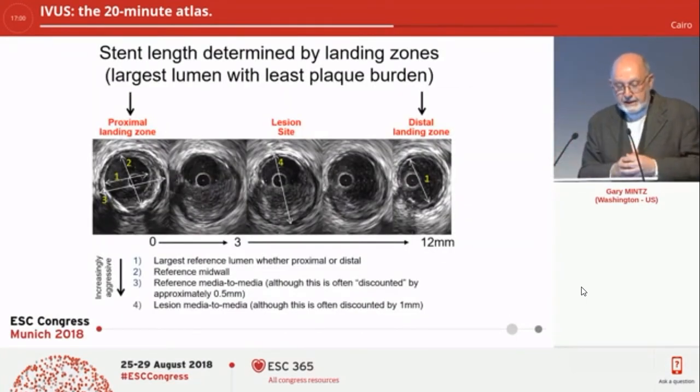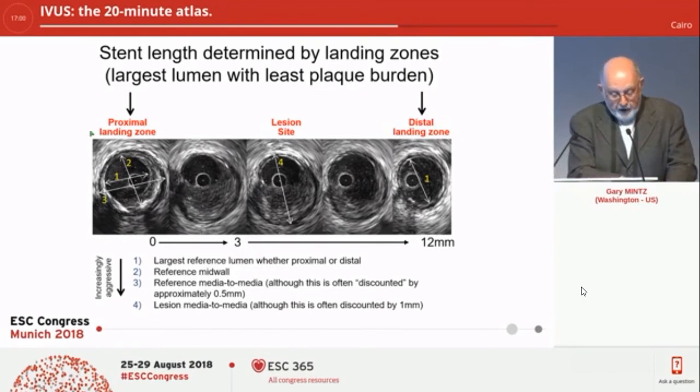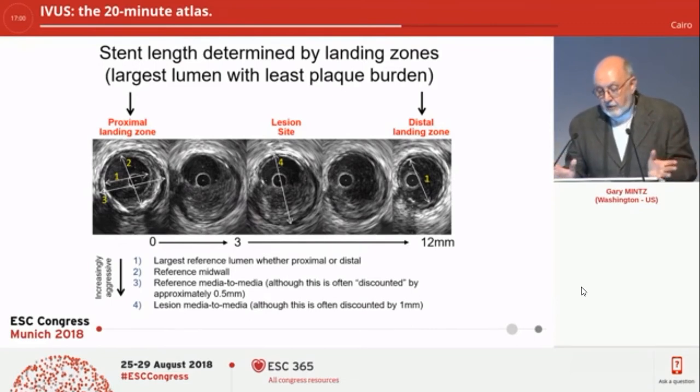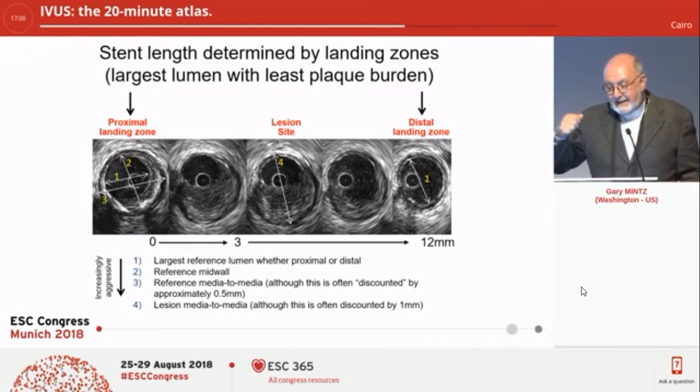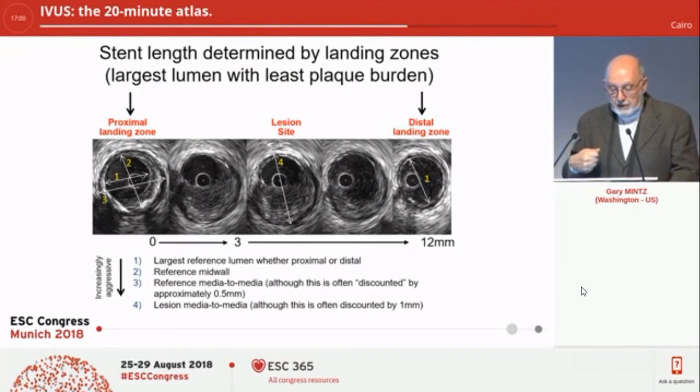Now, when you decide you're going to stent a lesion, you have to make two basic decisions: how long and how big. The length is determined by identifying the distal and proximal landing zones as the largest lumen with the least plaque burden, and then sizing it based upon one of several algorithms. Different people use different algorithms, and there's no absolute right way, because at the end of the day, it's as much the post-dilation as the stent sizing that determines how good an acute result you can obtain.